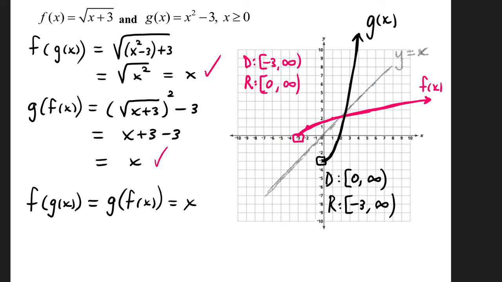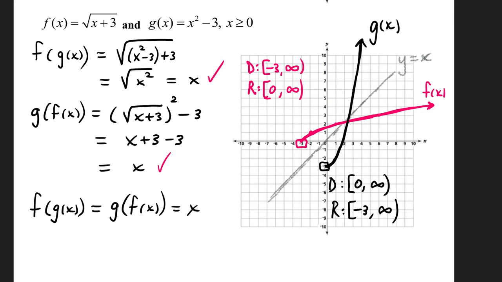In the next example, we have f of x defined as square root of x plus 3, and g of x defined as x squared minus 3, but only when x is greater than or equal to 0. I'll explain that in just a moment. First, let's verify that these are inverses algebraically.